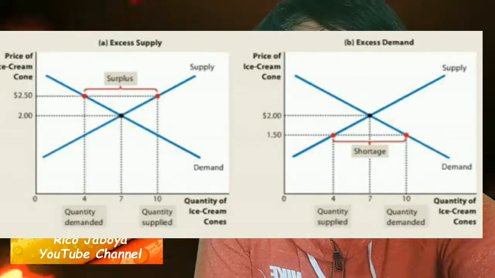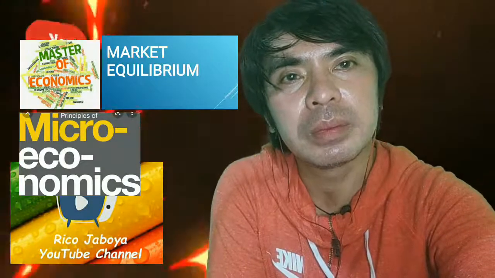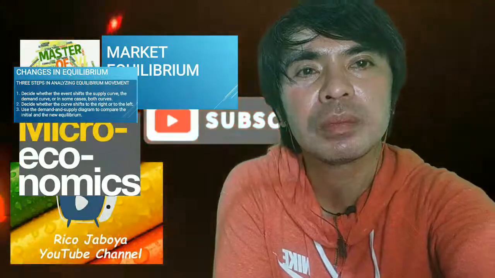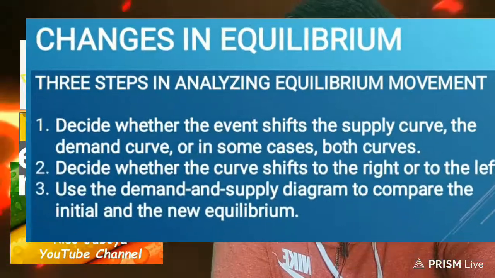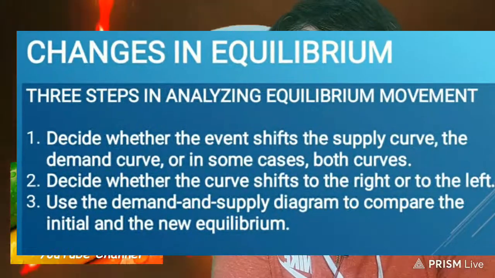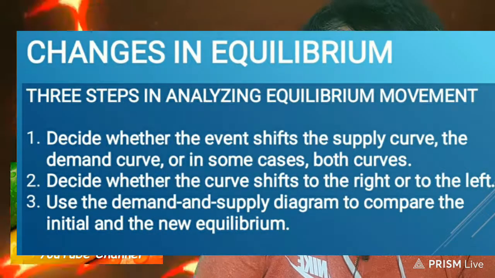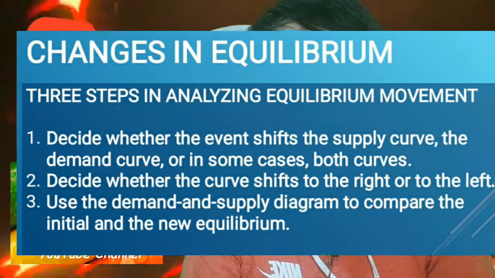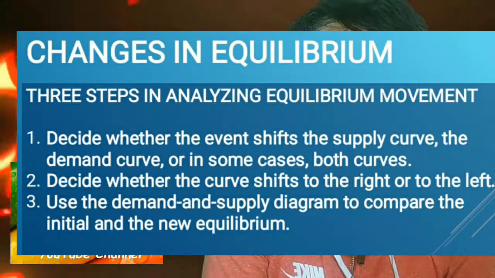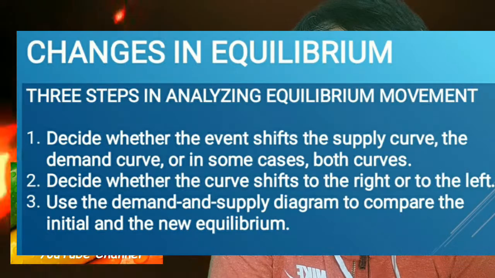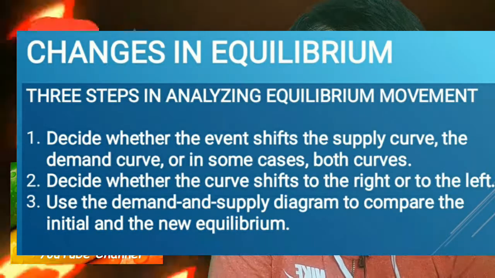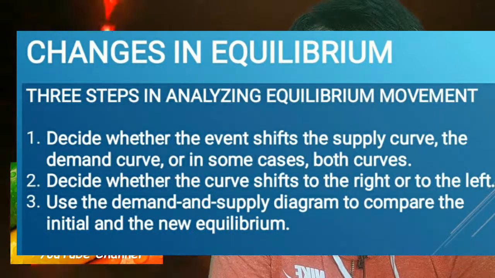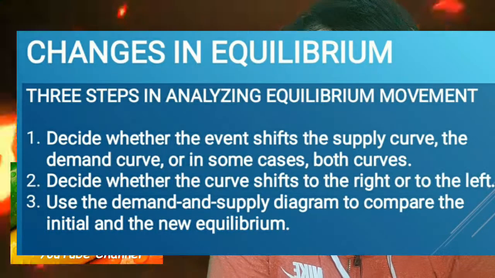Okay, so let us move to the other topic. Right? So, we've already explained that to you. Now, this one, let me show this. So, ano ba yung mga changes in equilibrium sinasabi? Ito na yung mga movements and shifts na to, guys. So, 3 steps in analyzing equilibrium movement. Number 1, decide whether the event shifts the supply curve, the demand curve, or in some cases, both of the curves. Number 2 is decide whether the curve shifts to the right or to the left. Number 3, use the demand and supply diagram to compare the initial and the new equilibrium.